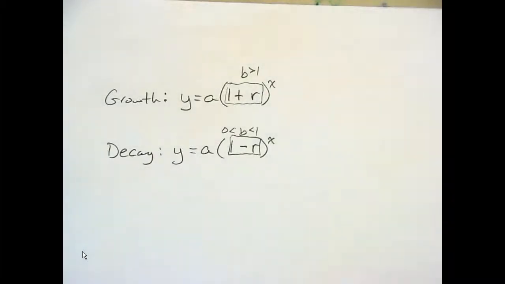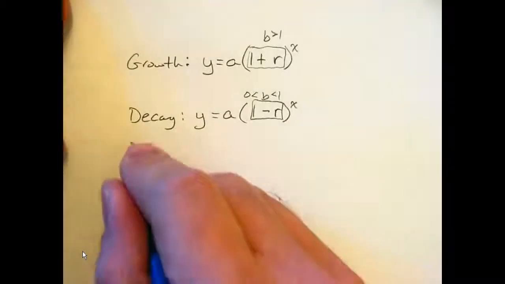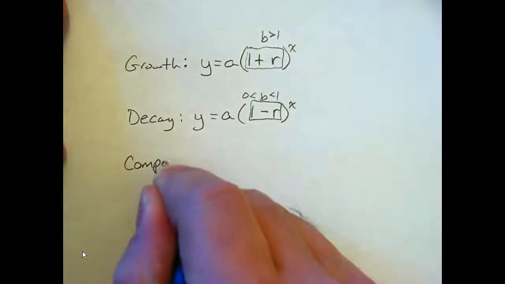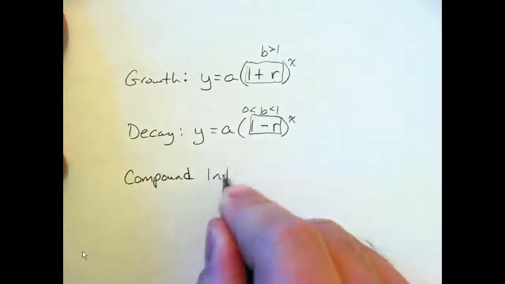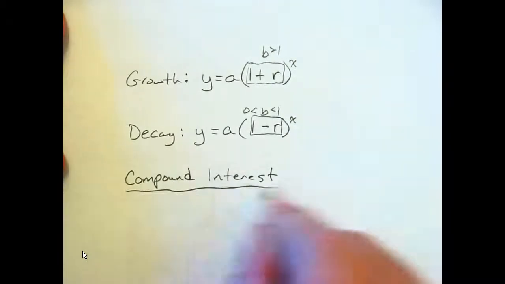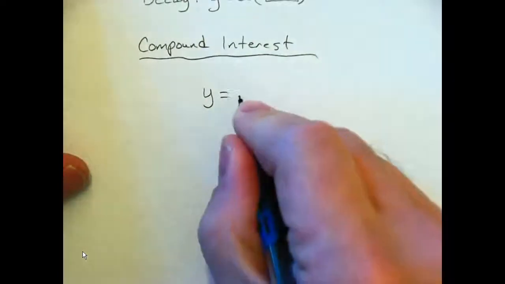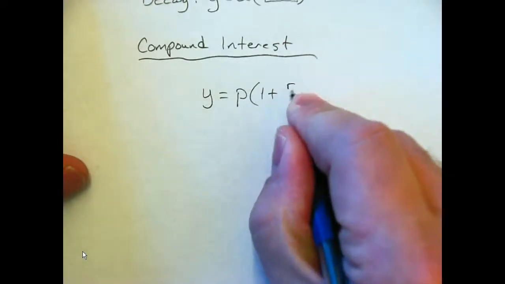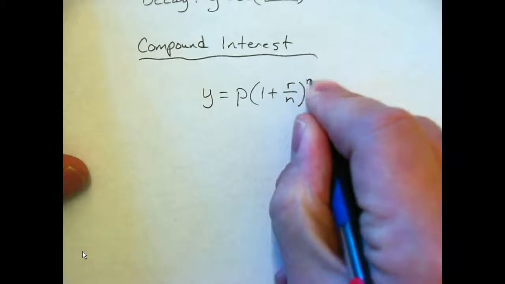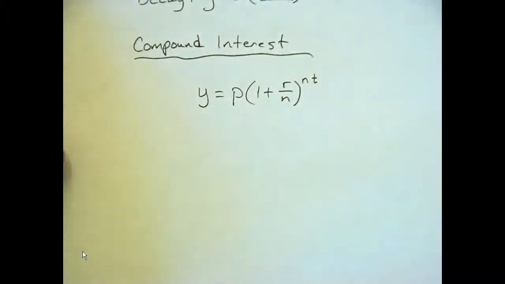Now, with compound interest, your compound interest formula is this one. Okay, compound interest, we have y equals p times 1 plus r over n, times to the power of nt. Now, tell your neighbor, is this a growth or a decay function there? Growth or decay equation?